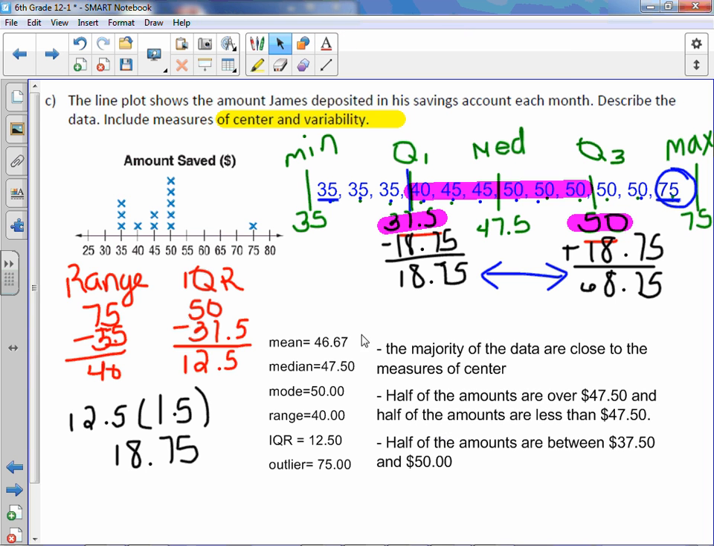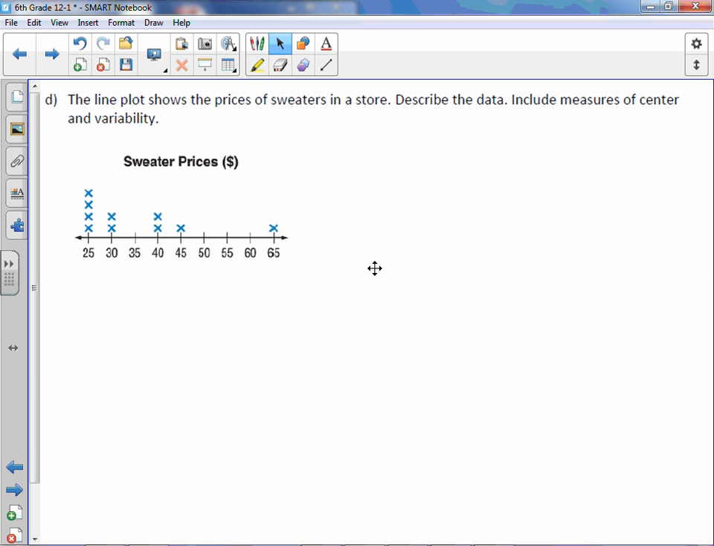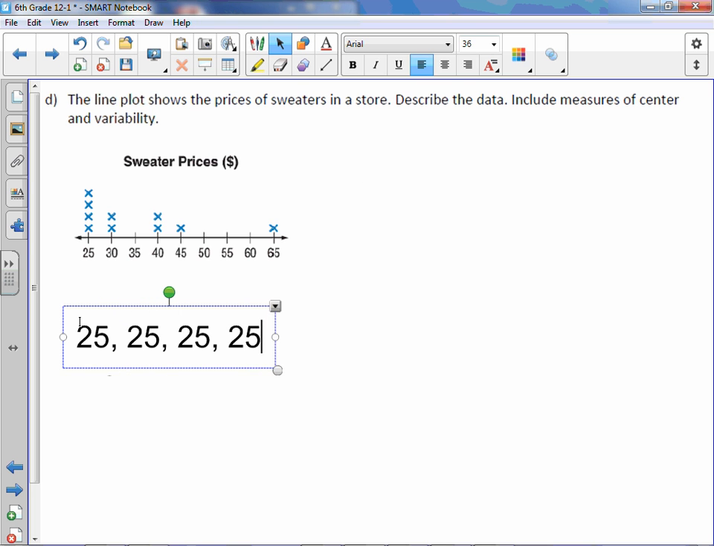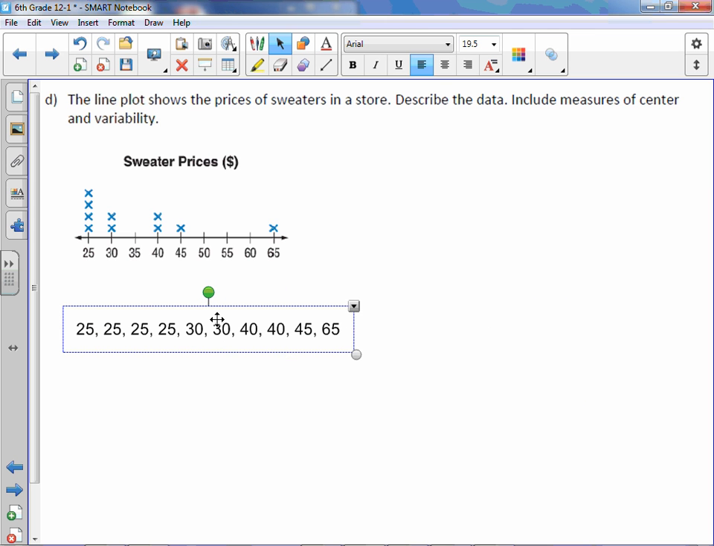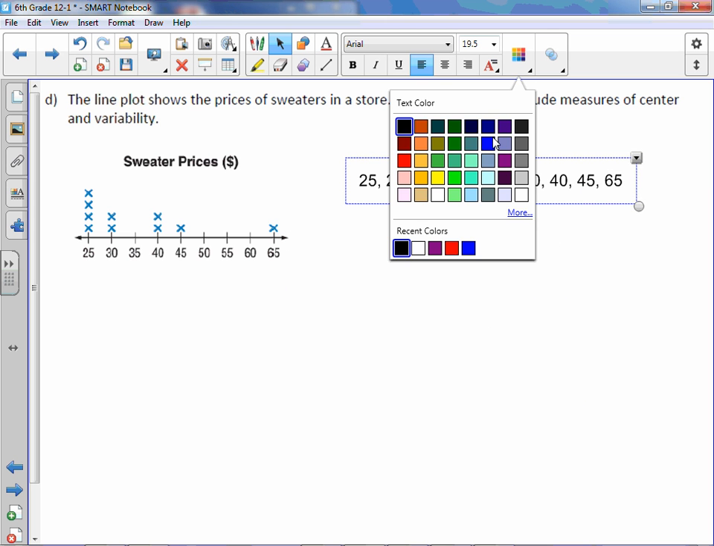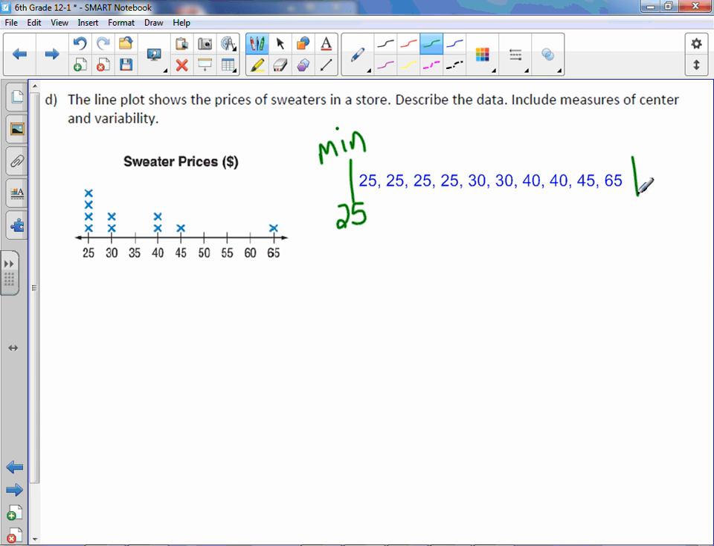Letter D. The line plot shows the prices of sweaters in a store. Describe the data, include measures of center and variability. So again, we're going to do all the measures of center and variability. First thing, of course, is to list our data from least to greatest. And then we will find our information out from the data. Our minimum is 25. Our maximum is 65.